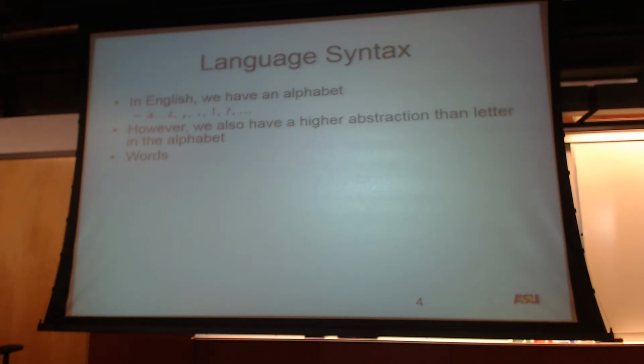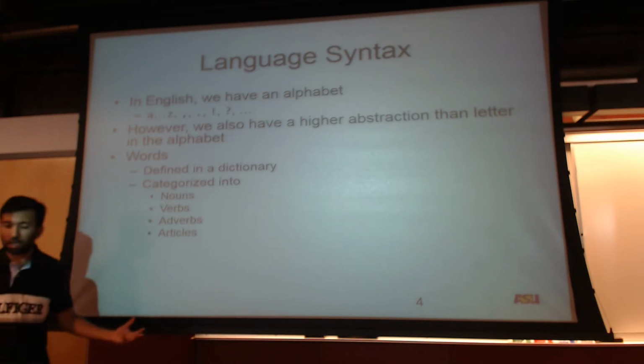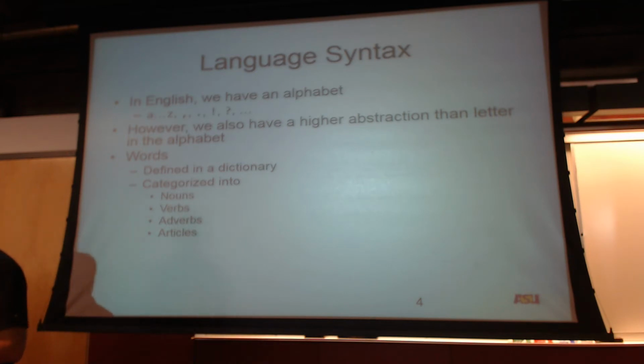Well, how do you get words? How do you know that these are words? It's like in a dictionary. You find it in a dictionary. So these words are defined in this dictionary, and they are further categorized into different classes: nouns, verbs, adverbs, and in a sentence, articles. Then you take these words, and a collection of words becomes a sentence.